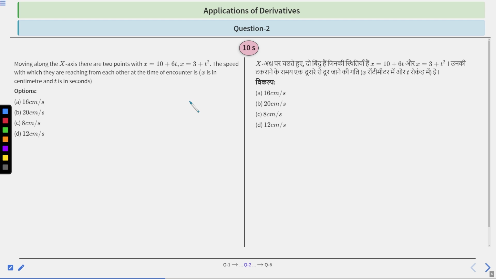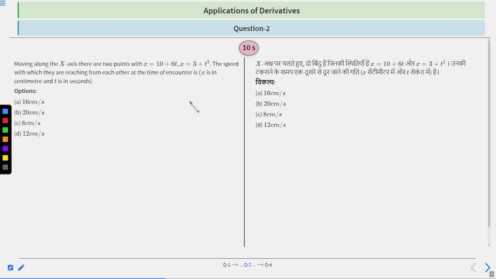So the hint of this question is C. At the time of encounter, the distance moved by both the points should be the same. Clear? That is, 10 plus 6t should be equal to 3 plus t square. We will find the value of t.